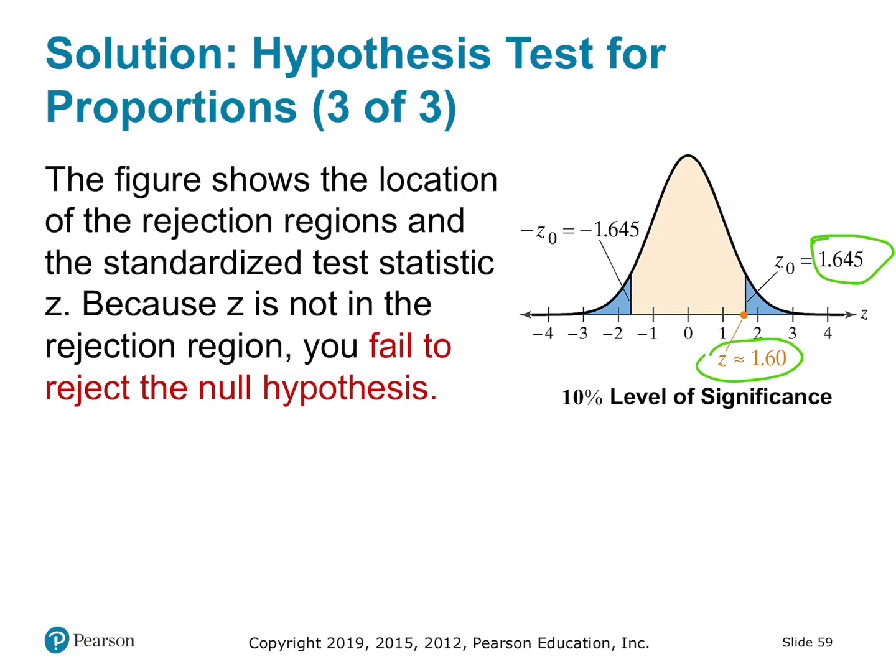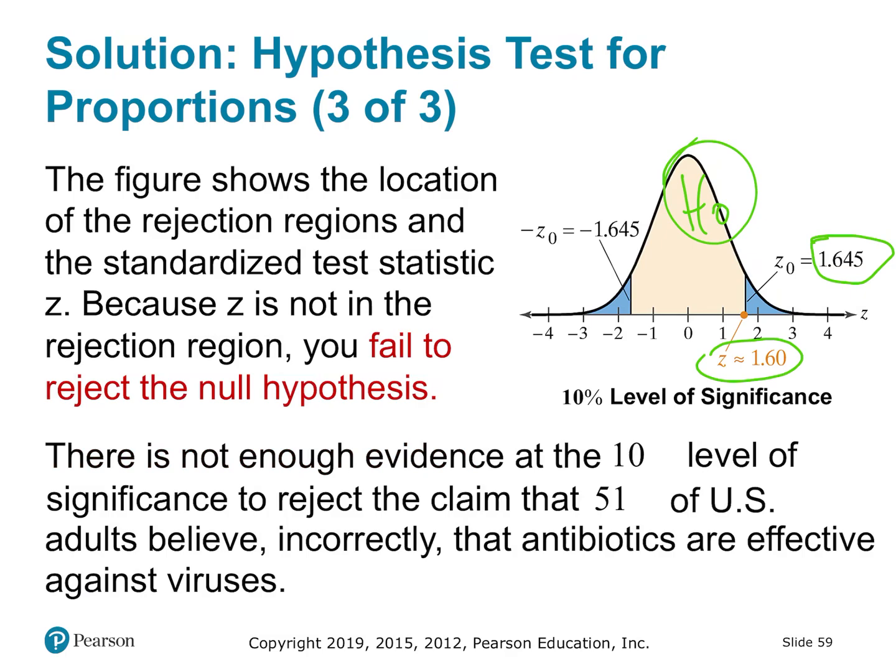We were trying to get over the hump of 1.645, at least on the positive end of the scale. And we got close, but not quite. We're still where H0 lives. We fail to reject the null hypothesis. It's just not quite big enough. That dot is right on the line almost, but not quite.